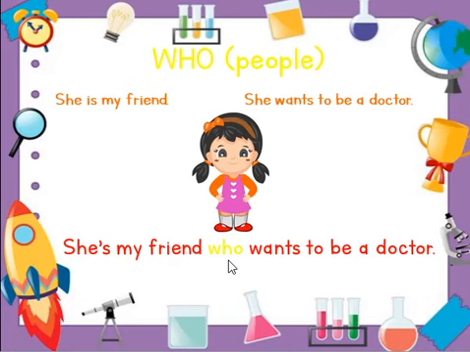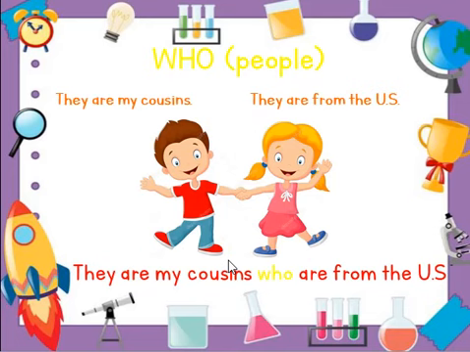Let's see another example. They are my cousins. They are from the US. Okay? They are my cousins. They are from the US. So we have they are my cousins who are from the US. We eliminate they. Okay? Because we have my cousins in the sentence.